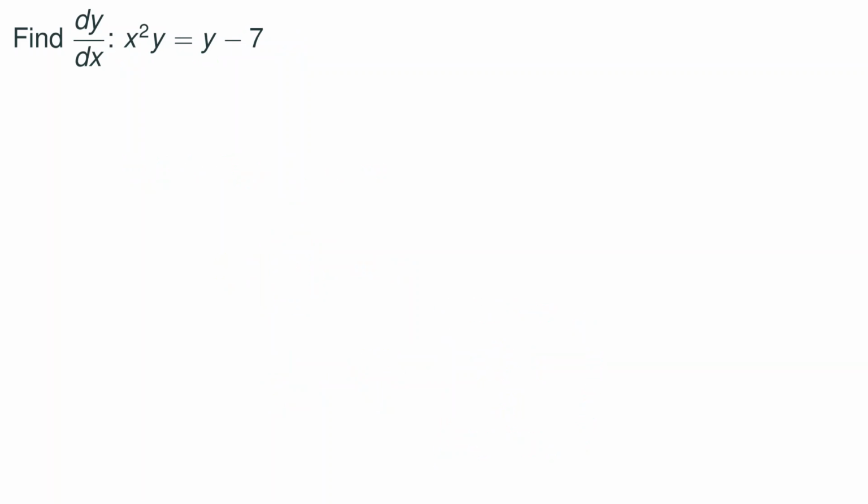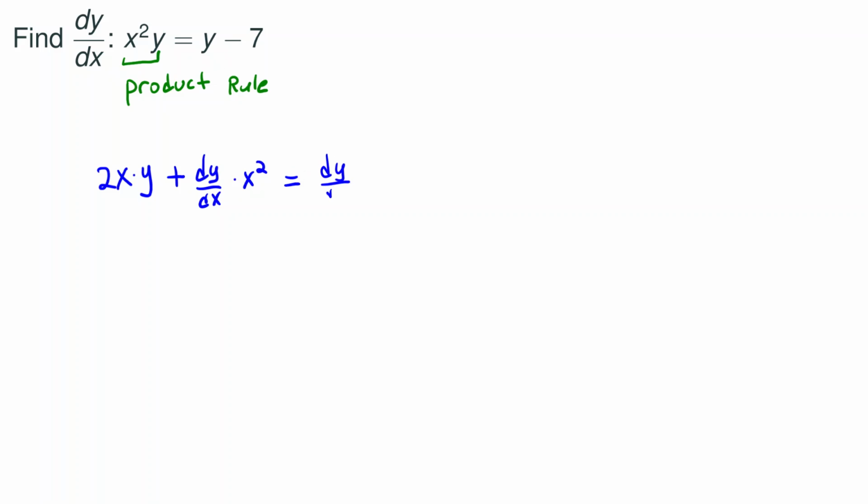Find dy/dx of the equation x squared times y equals y minus 7. So here, for this portion, we need to use the product rule, since two functions are multiplied. So let's keep that in mind. When we take the derivative of x squared, which is 2x, times the second function y, plus the derivative of y, which is dy/dx, multiplied by x squared, equals the derivative of y, which is dy/dx, since we're taking the derivative with respect to x, and the derivative of 7 is 0.